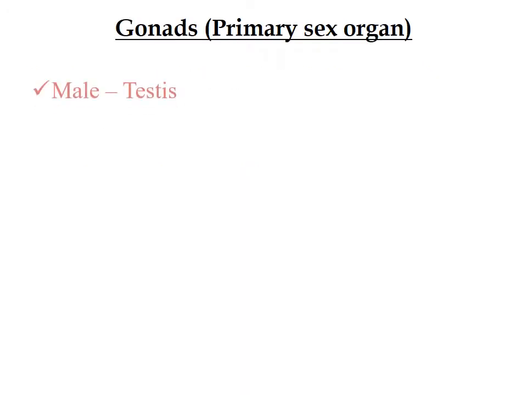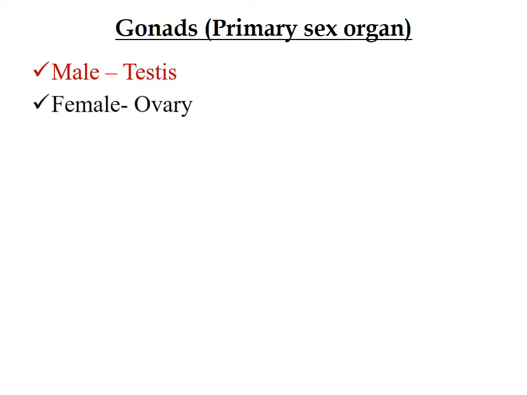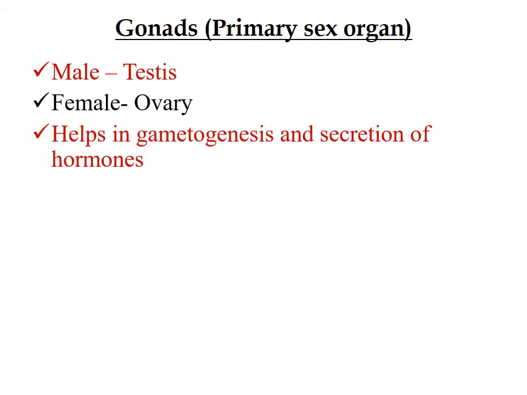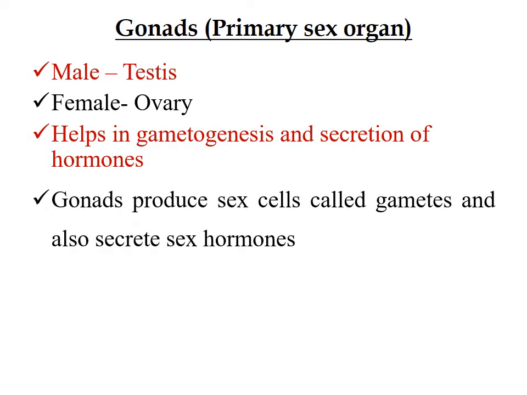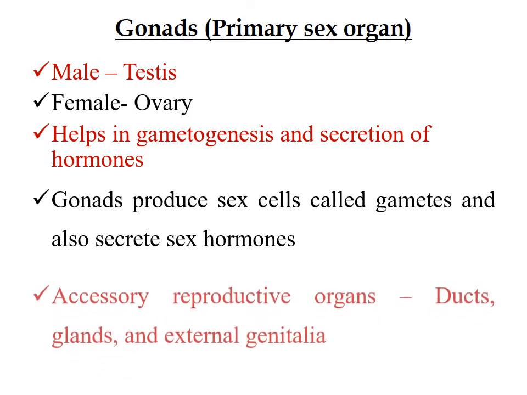Primary sex organs, or gonads. In the case of males, it is the testis, and in the case of females, it is the ovary. They help in gametogenesis, meaning the production of gametes, and also in the secretion of various sex hormones. Gonads produce sex cells called gametes and also secrete the sex hormones.